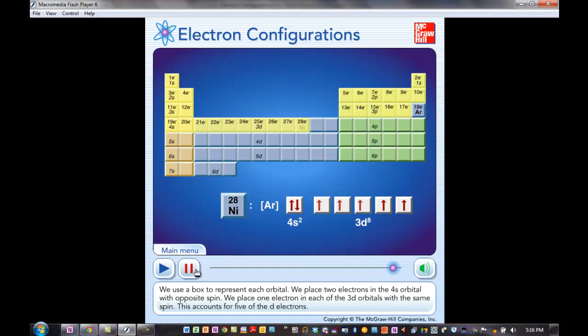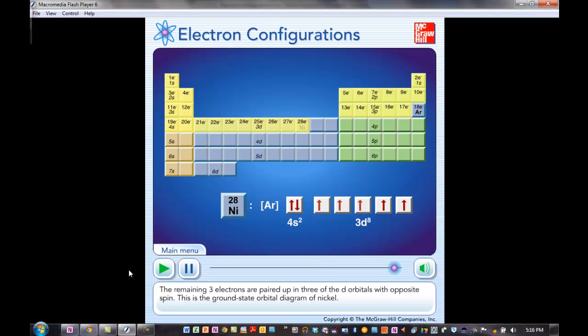Okay, so again note, when you have a subshell, you're going to try to keep the electrons as far apart as possible until you have to pair them up. So 5 electrons, 1 electron in each of the 3d. Now we're going to have to start pairing them up.